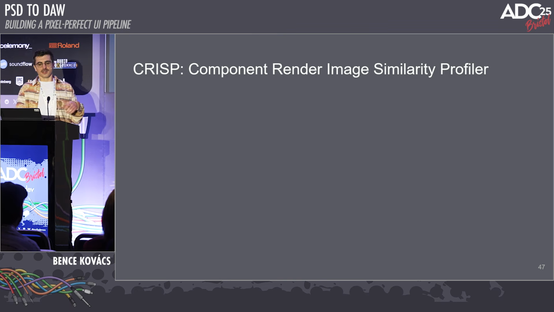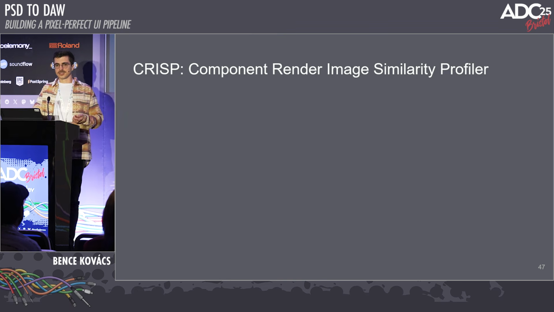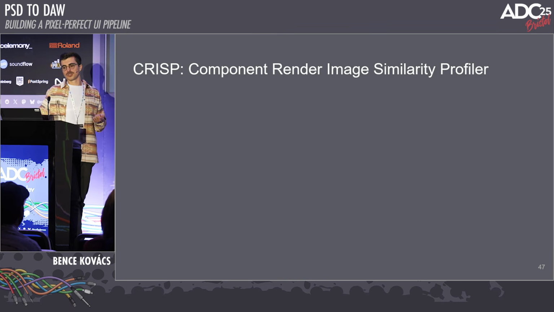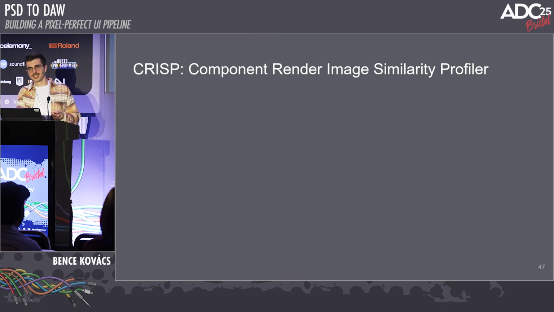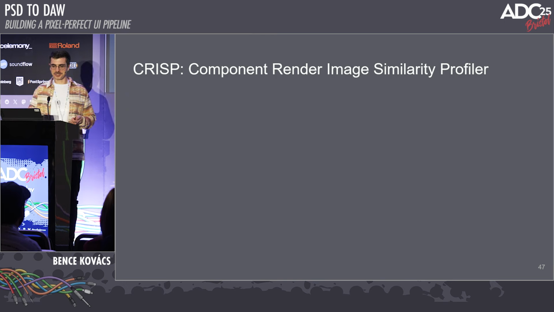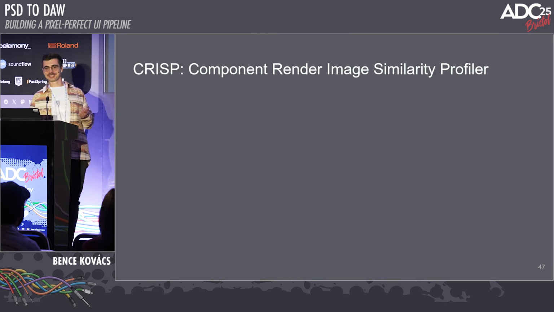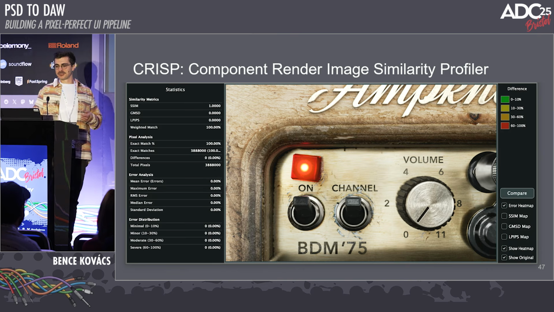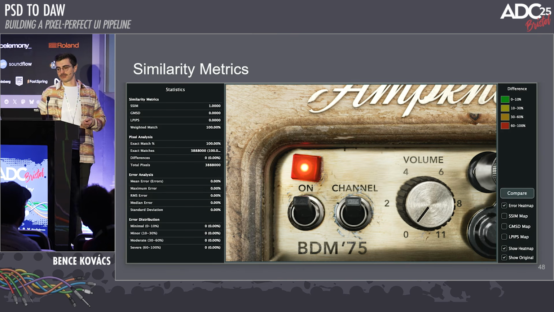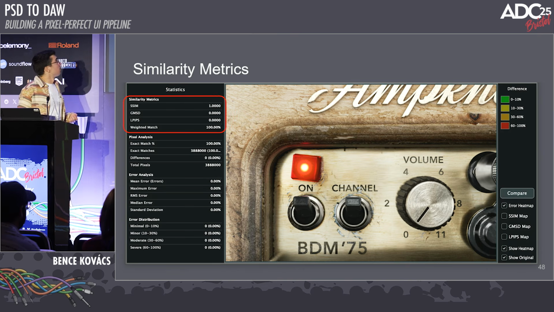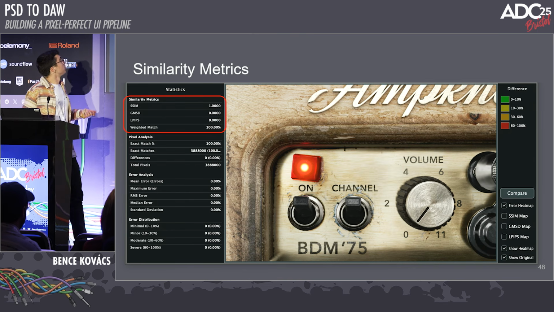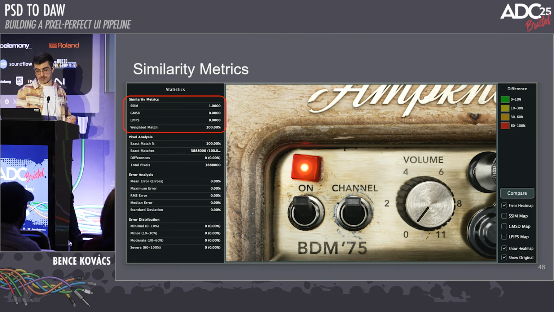And to be able to carry out this image analysis, we created this tool called CRISP, in the grand JUCE tradition of giving tools names with questionable acronyms. It's the Component Render Image Similarity Profiler. And so it can be used during runtime to run analysis on the images of your component renders and then apply all these perceptual models.